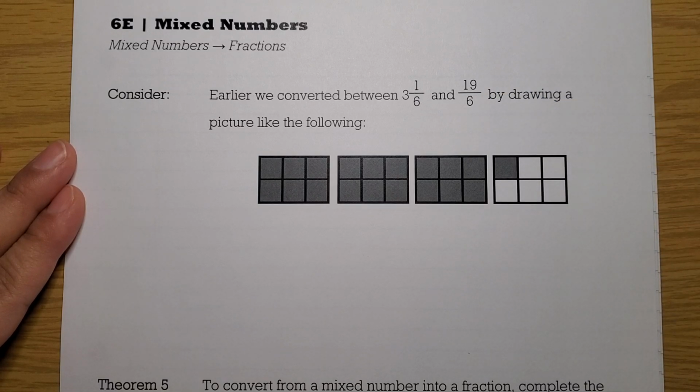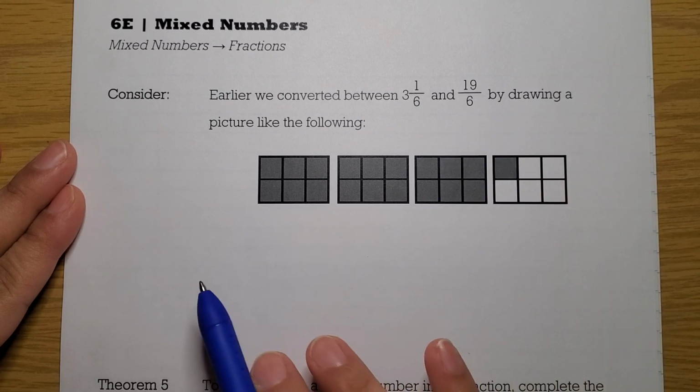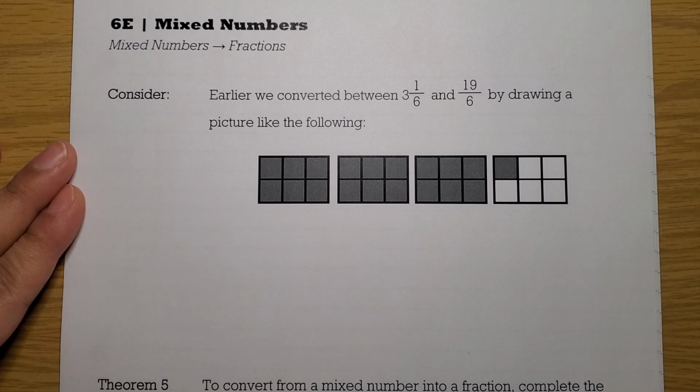So we can use this concept to help us come up with an arithmetical way of finding a conversion between 3 and 1/6 and 19/6, so we don't have to draw them all the time. And this is especially useful if either the numerator or the denominator is super large, right? You don't want to have to divide a candy bar up into 1,000 pieces. That would be not fun. So here's what we can do.